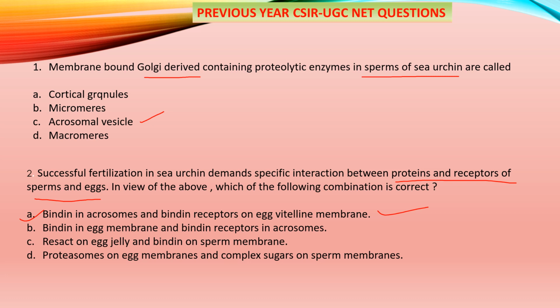The proteasome on egg membrane and complex sugar on sperm membrane. So this one is also not the correct option. So the correct answer is bindin in the acrosome and bindin receptor on the egg vitelline membrane, which demands the specific interaction between proteins and receptors of sperm and egg.